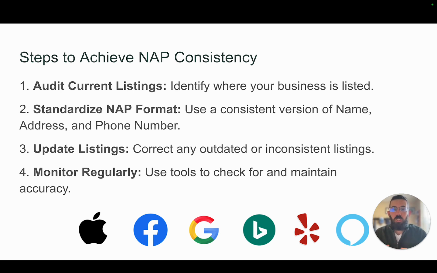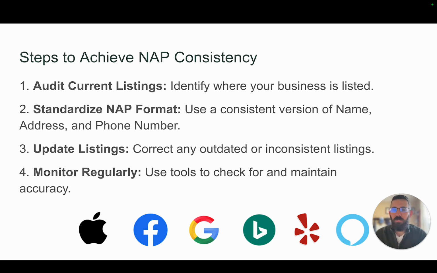So steps to achieve NAP consistency. How do you do this? You need to audit your current listings. So you need to find all the places where your business is listed, and then look at how it's listed. Are you using the same business name, same address, same phone number? Obviously, you can go into email address and URL and services and other things.